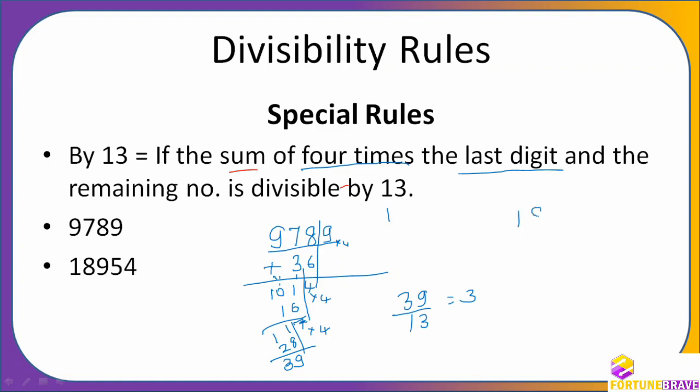We'll do it here. 1895, 4 fours are 16, add 16. How much will it be? 1895, 1905, 1911.